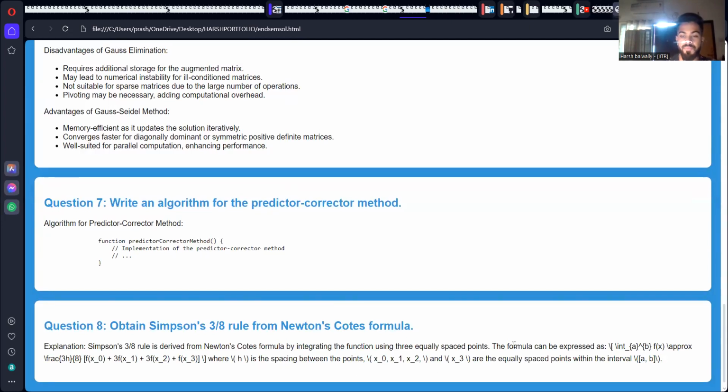The formula can be expressed as the integral from a to b of f(x) approximately equal to 3h/8 times (f(x_0) plus 3f(x_1) plus 3f(x_2) plus f(x_3)), where h is the spacing between the points x_0, x_1, x_2 and x_3, which are equally spaced points. So this is the solution for the assignment.